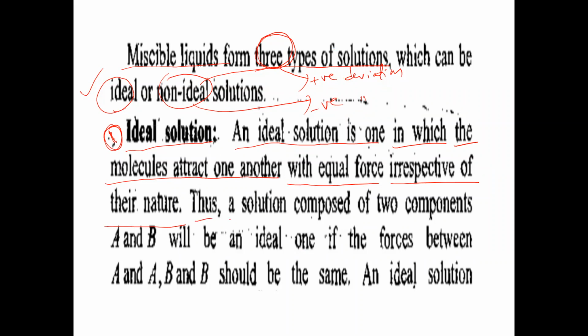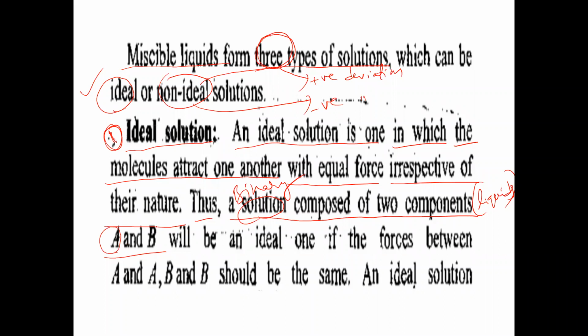Thus, a solution composed of two components, A and B. Two components means two liquids here. When a solution is formed by two components, it is called a binary solution. This type of solution is called a binary solution, which is composed of two components, A and B.